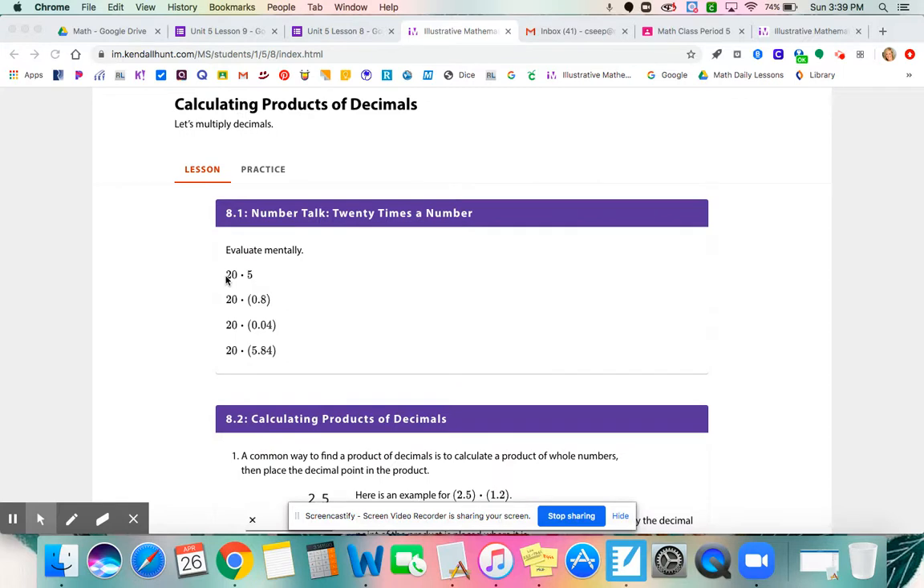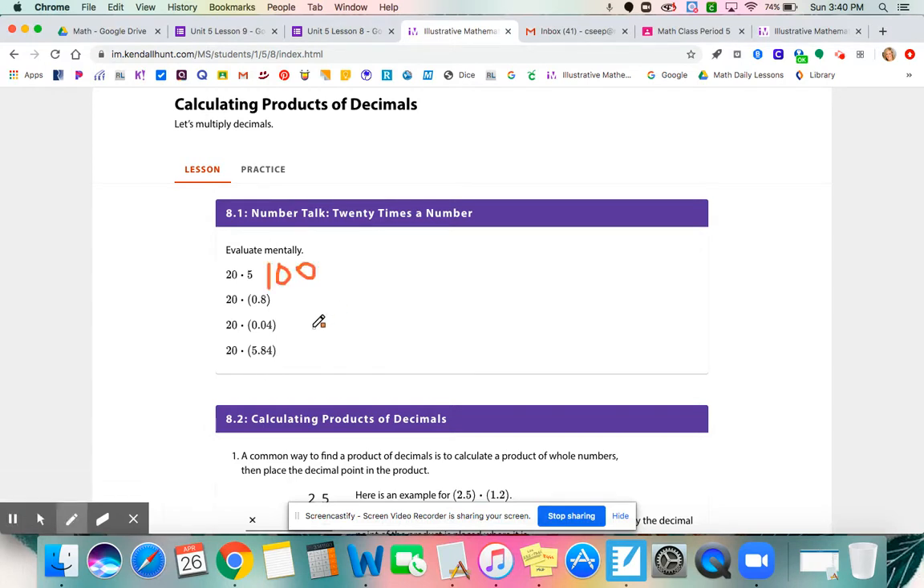I think mental math is such a tool that allows us to reason through math instead of relying solely on calculators and things like that. So I'm going to work through these problems here to get up to this really difficult one, because I don't know about you, but mentally 20 times 5.84 sounds really intimidating. So I worked my way through. 20 times 5, I think about money. I counted by 20s: 20, 40, 60, 80, 100.